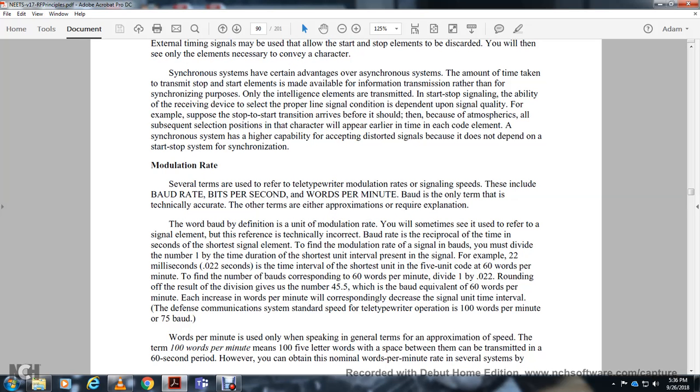Alright, modulation rate. Several terms refer to the teletypewriter modulation rate with a single speed. This includes the baud rate, bits per second, and words per minute. The baud is the only term that is technically accurate, but the other words require explanation.